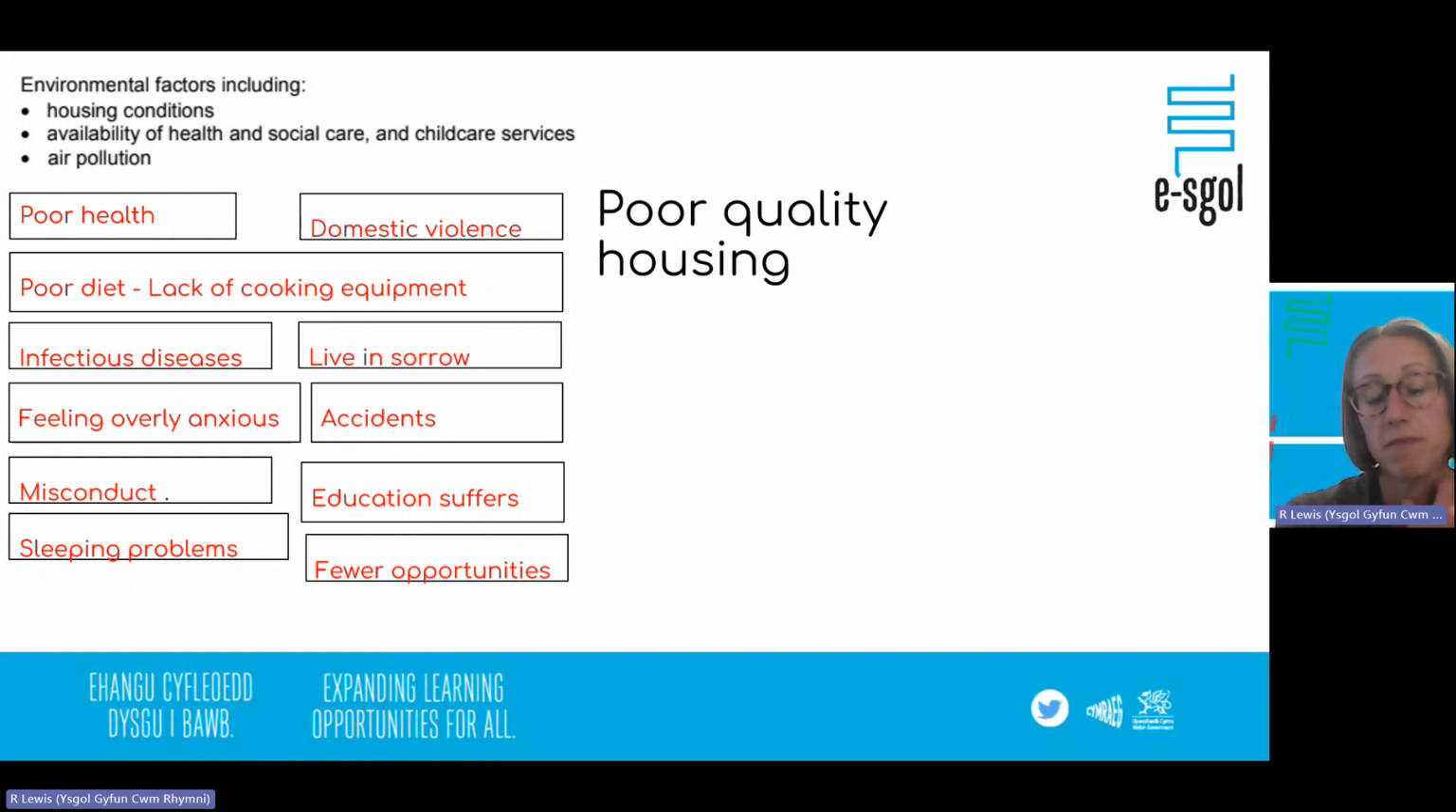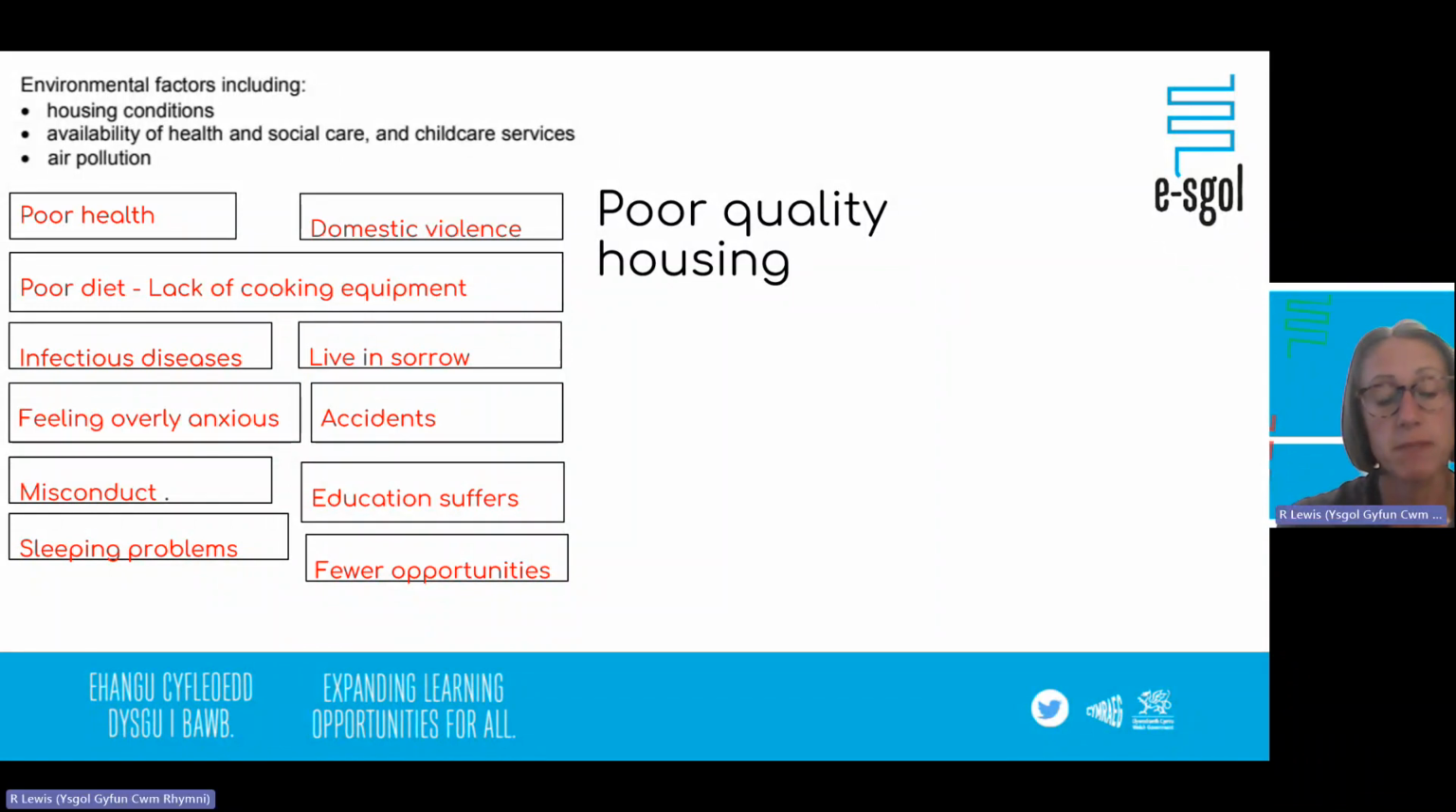Obviously, there could be infectious diseases just because of poor hygiene within the house. We could live in sorrow and always be unhappy. We could be feeling very overly anxious about our situation because we can't feel as if we can escape or improve our quality of housing. And maybe there's more risk of accidents happening. Maybe the house is overcrowded. Maybe the surfaces are not deemed safe for babies and young children.